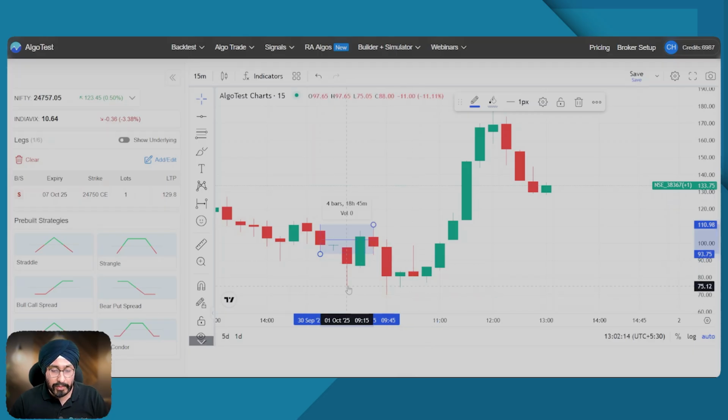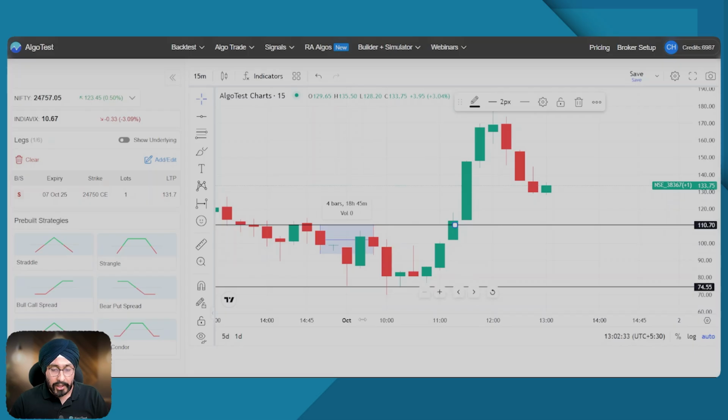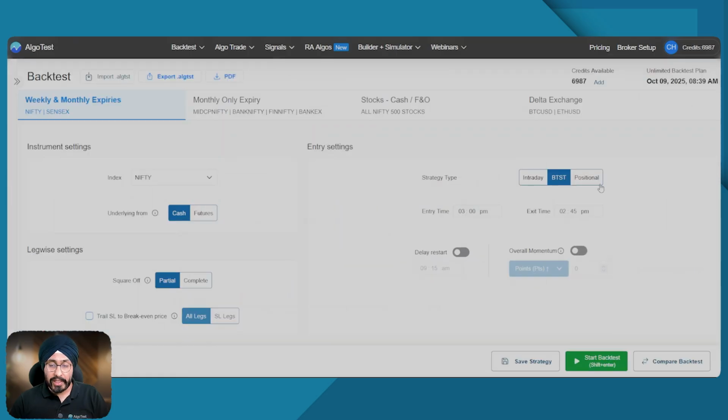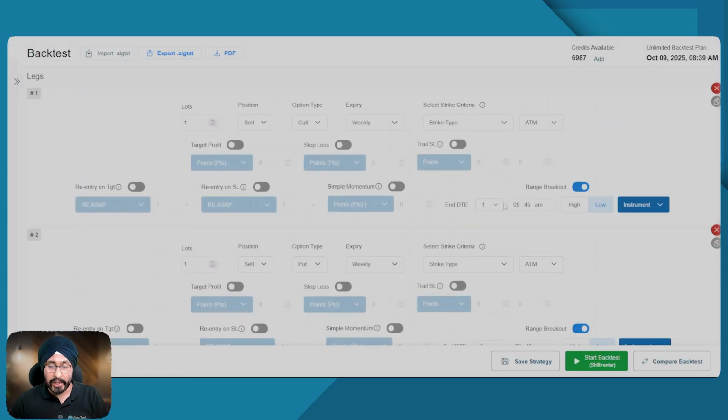So essentially, my low is going to be here at 75 rupees, and my high is going to be here at 109.85. What I'm saying is, if the price of the call goes below 75 rupees, that is when I'm going to sell it. As easy as that. This functionality we also have in positional now as well.